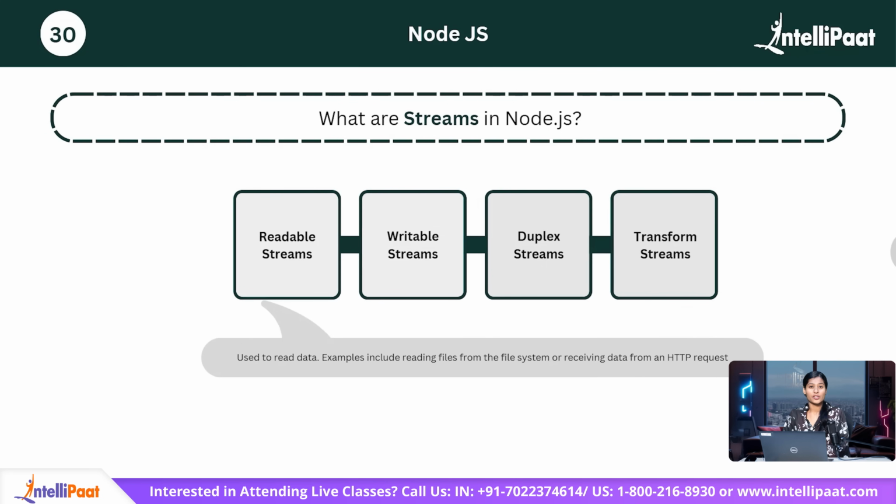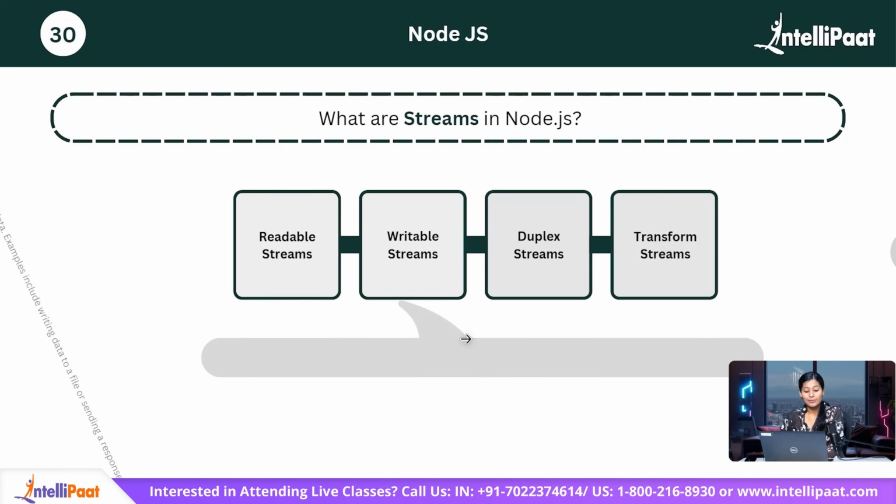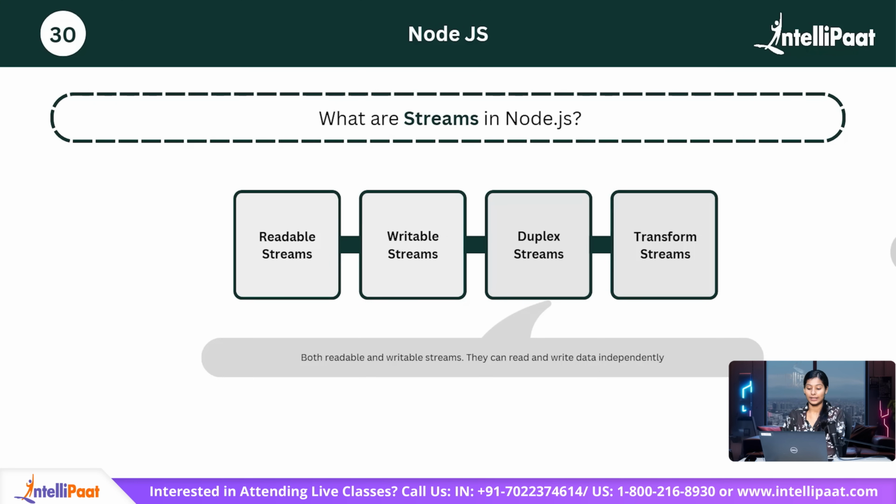Now, there are multiple types of streams in Node.js. We have readable, writable, duplex, and transform. Readable streams, as the name suggests, are used to read data. Examples include reading files from the file system or receiving data from an HTTP request. Writable is again used to write data. Duplex is a special kind of stream which can be used as both readable and writable. It can read and write data independently. Next are transform streams. This is a special type of duplex stream which can modify or transform the data that is being read or written.